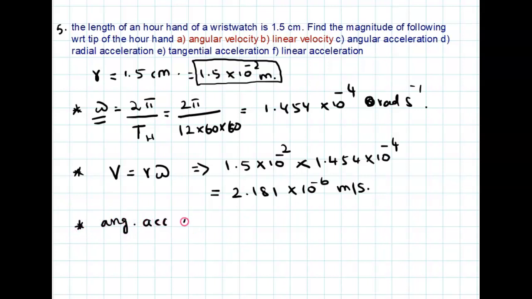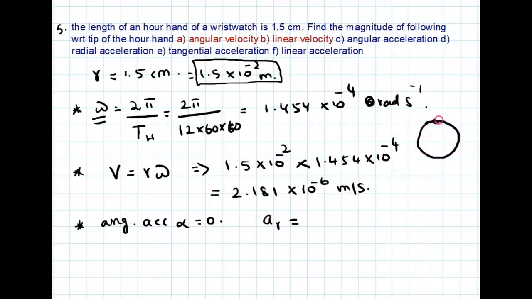Angular acceleration alpha is equal to 0, because in a uniform circular motion, angular acceleration is 0. Now we have the radial acceleration. What is radial acceleration?